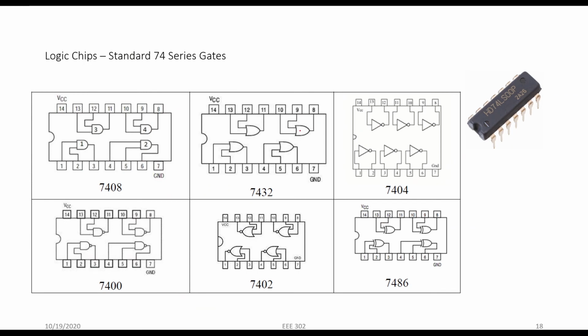And these are the ICs of some gates. In the first case, this 7408 is an AND gate IC. This is an OR gate. This one is a NOT gate. This one is a NAND gate. This one is a NOR gate. And this is an XOR gate.